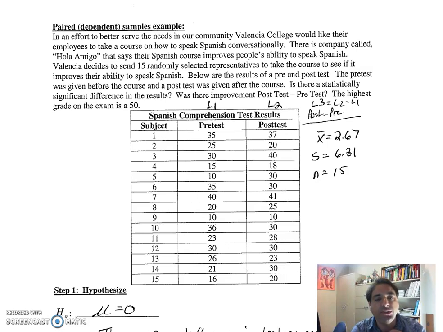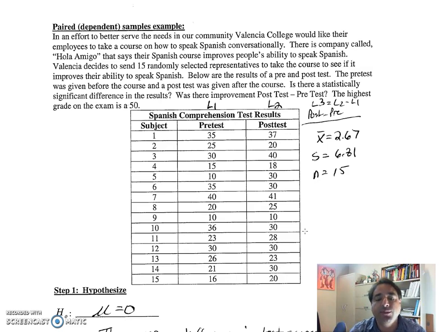So in this example, we're still doing a t-test difference. It's still a t-test, but notice this time we have data. So in an effort to better serve the needs in our community, Valencia College would like their employees to take a course on how to speak Spanish conversationally. This is called Hola Amigo.